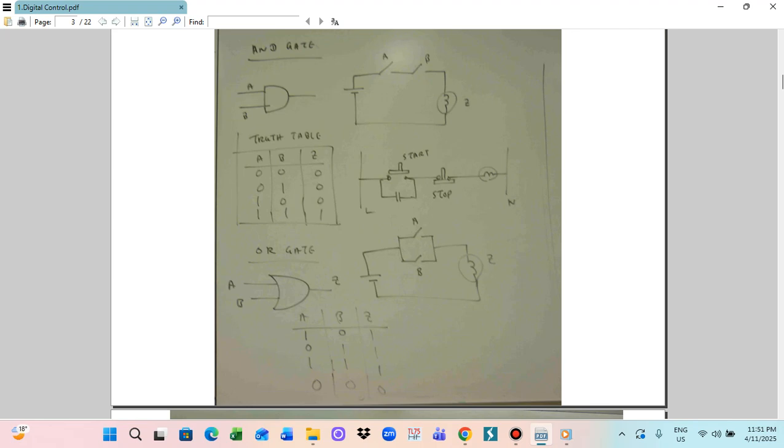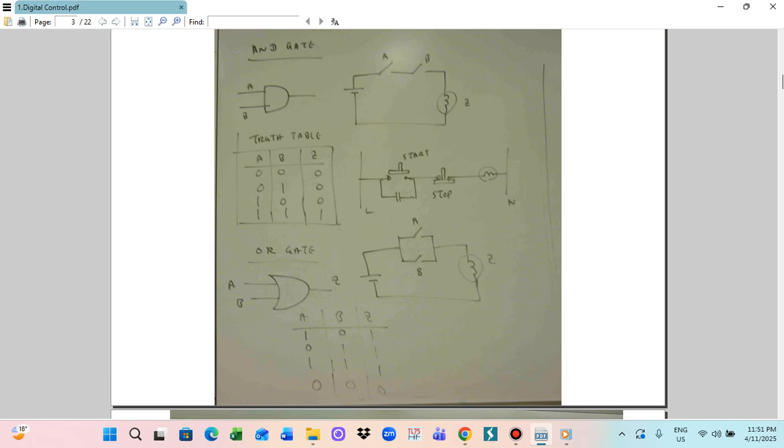Another one we use is the OR gate. In this case, we can utilize the AND gate for industrial control. The startup motor wiring diagram is here. So this is the input. This is the start switch, and this is the auxiliary contact. And this is the stop switch.